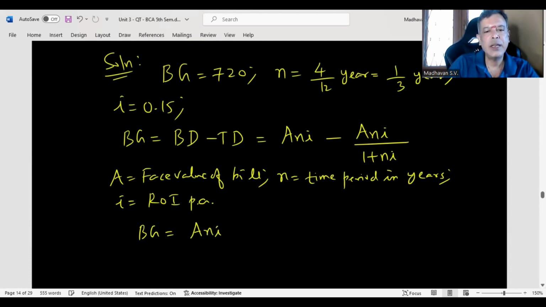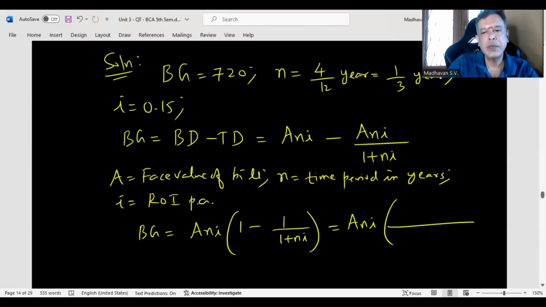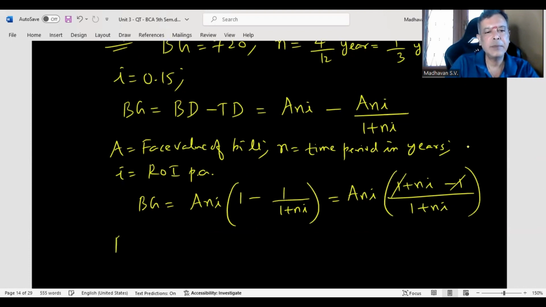Now we can modify that banker's gain formula, as ANI is common. We can take it outside. We get ANI times (1 minus 1 by 1 plus NI). Let us take LCM as 1 plus NI. So here you will get (1 plus NI minus 1), and this 1 and 1 get cancelled. Ultimately, your banker's gain will be ANI into NI, which means A times (NI) squared divided by (1 plus NI).